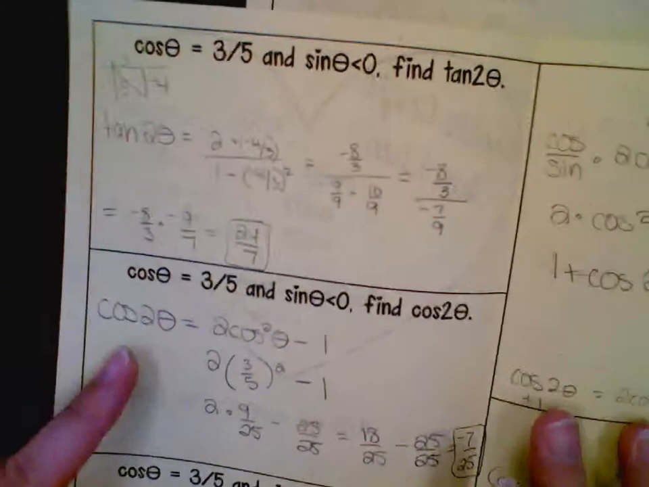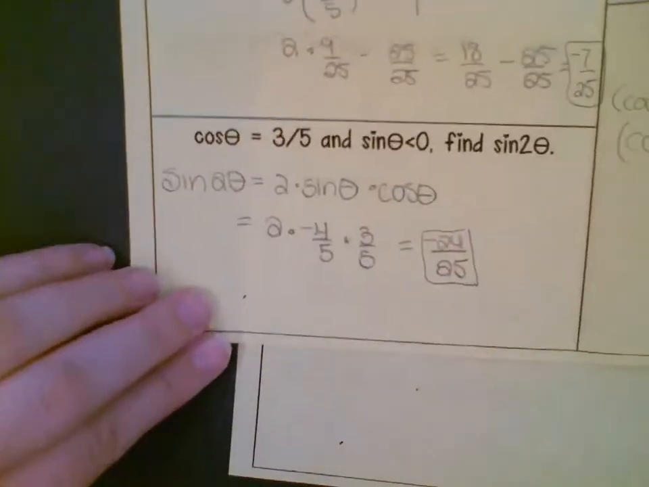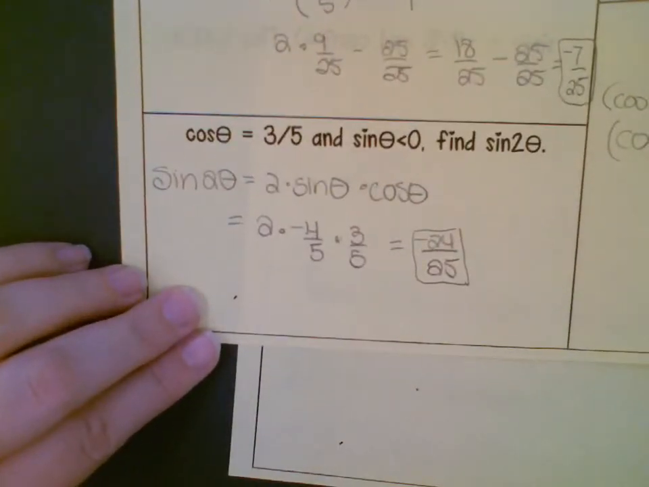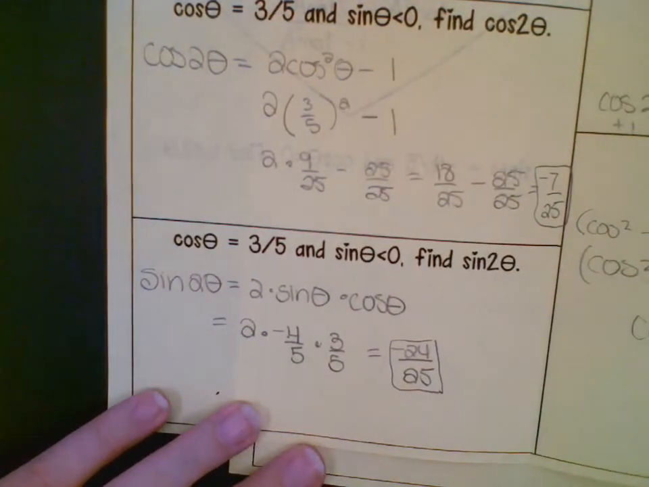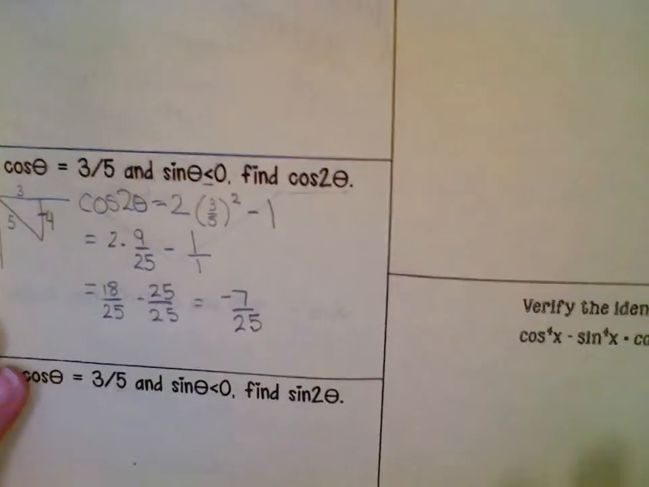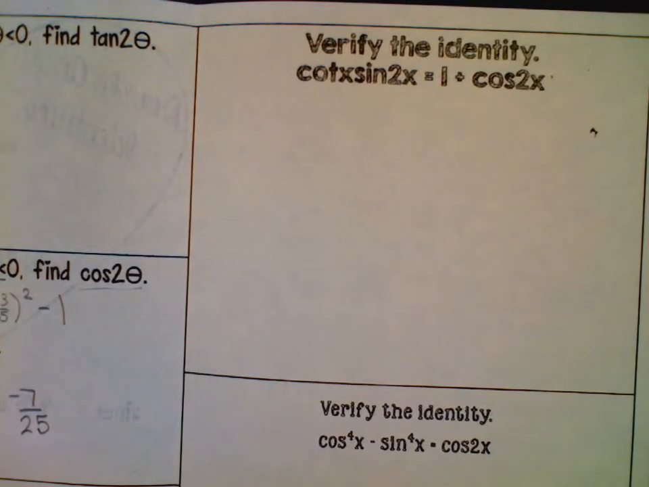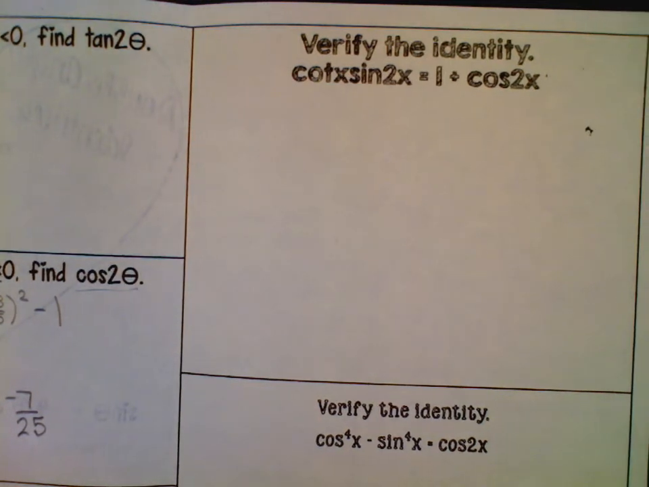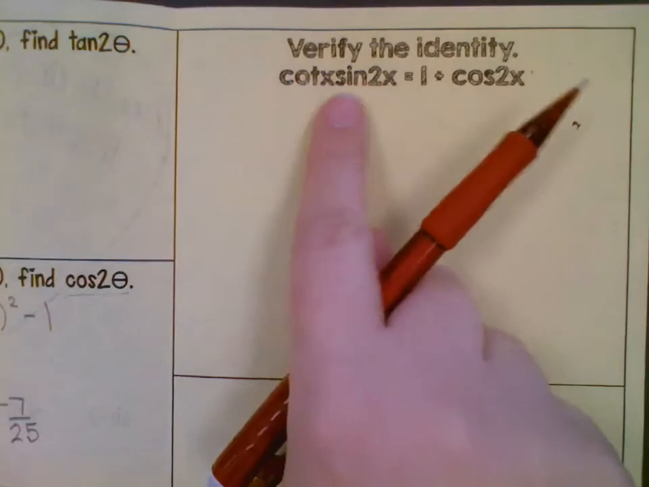Okay, so we got that the tangent is 24 over 7, and that the sine is negative 24 over 5. If you have questions on those, make sure you write them down, and we'll talk about them in class tomorrow. Okay, so let's look at our identities that we have to verify. Our first one says that we have cotangent times sine of 2x equals 1 plus cosine of 2x. Remember, one of our strategies to verify identities is to change everything to cosines and sines. So let's do that on this side and see what we get.